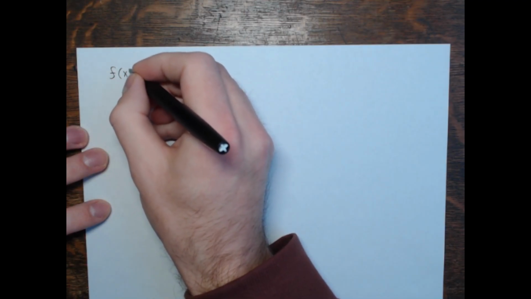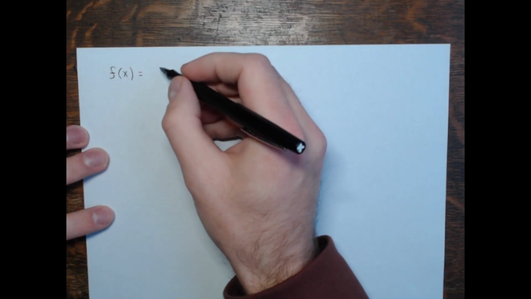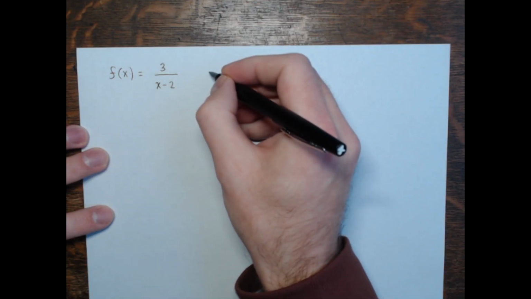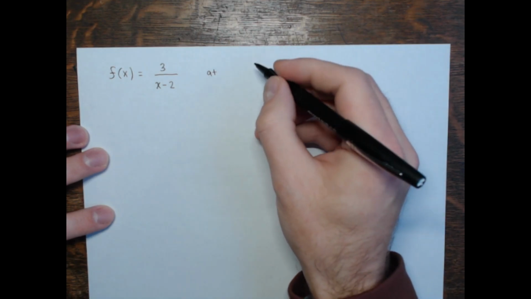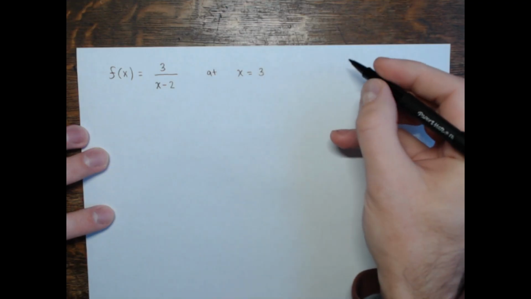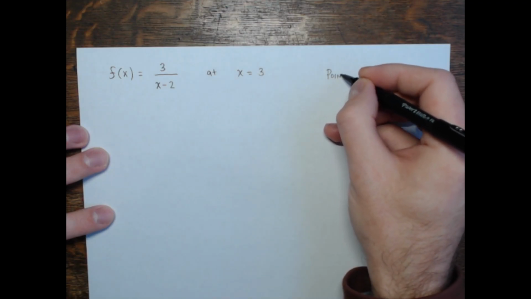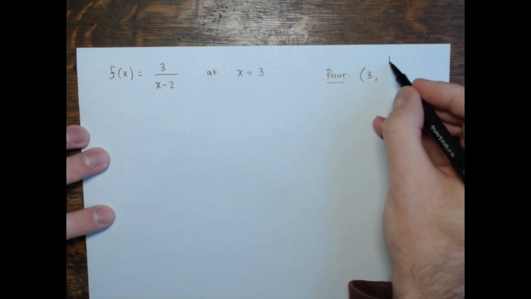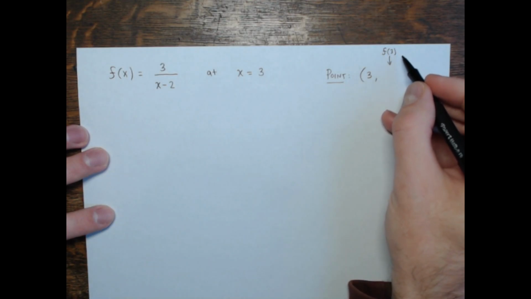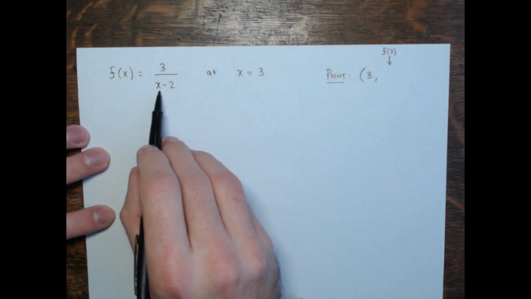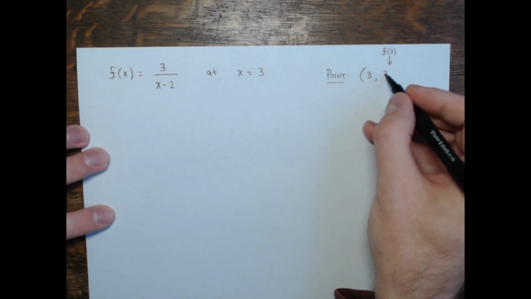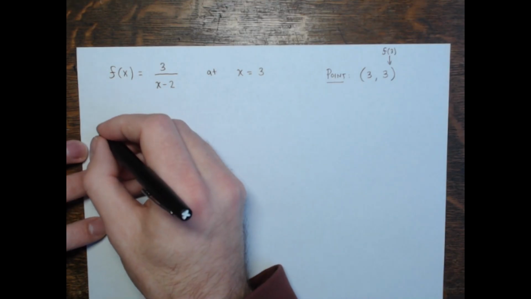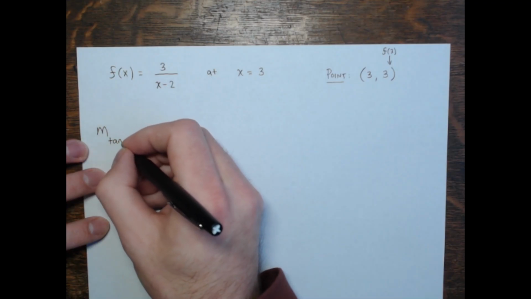So our function is 3 divided by x minus 2. And we're talking about the equation of the tangent line at the point where x equals 3. So our point is going to be 3 and then f of 3. Plug 3 into the function. When x is 3, 3 minus 2 is 1, and 3 divided by 1 is 3. So (3, 3) is the point on the graph. And we want the tangent line, and we want the slope of that tangent line.